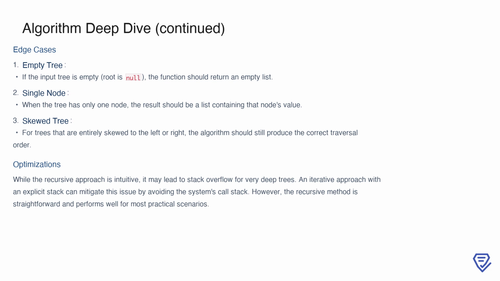While the recursive approach is intuitive and works well for most balanced trees, it can lead to stack overflow for very deep trees. To address this, an iterative approach using an explicit stack can be employed. This avoids reliance on the system's call stack and provides a more robust solution for extremely large or unbalanced trees. However, for typical cases, the recursive method remains straightforward, efficient, and easy to implement.